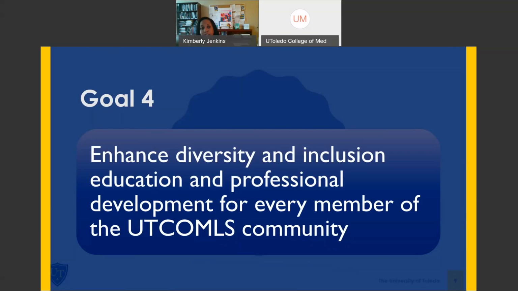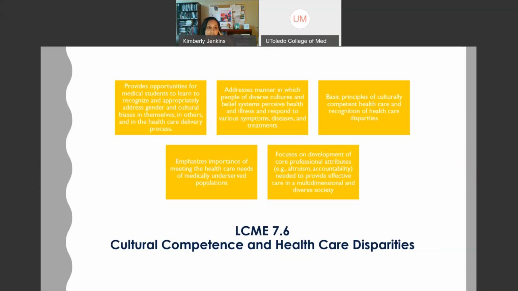And then goal 4 is to significantly enhance the diversity and inclusion education, the cultural competency education, the health equity education, and professional development for every member of the UT College of Medicine and Life Sciences community. And again, this is also in line with accreditation standards. So some of these things are not as if we're reinventing the wheel or starting from scratch. These are standards for every medical school to have basic principles of cultural competency longitudinally implemented within the curriculum, and to address things such as social determinants of health and health disparities within the curriculum.